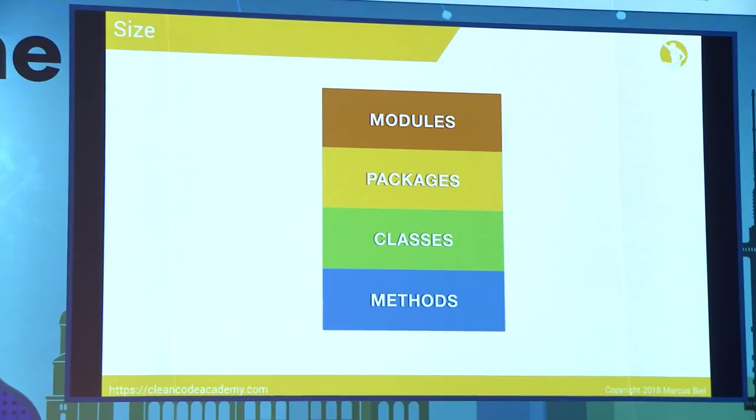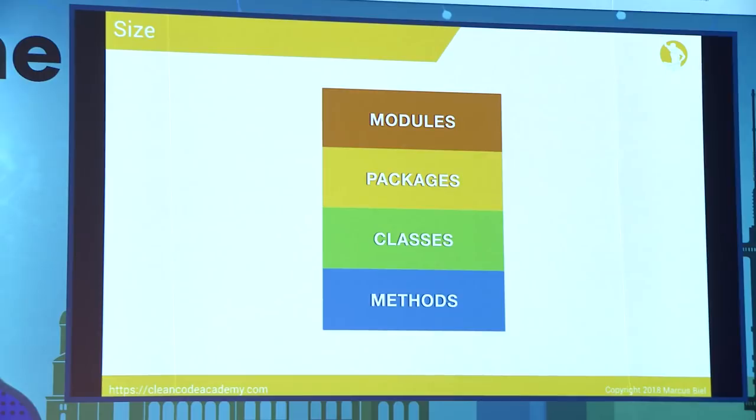To just give you one hint, my personal preference, but this doesn't matter much, as I'll tell you in a second, would be a class of maybe 50 lines, so really small. But this doesn't really matter. That's my personal opinion. What I would recommend you to do is, in your team, define upper limits for each of these levels. And this should not be like a rule.